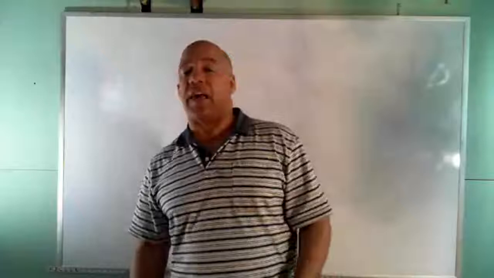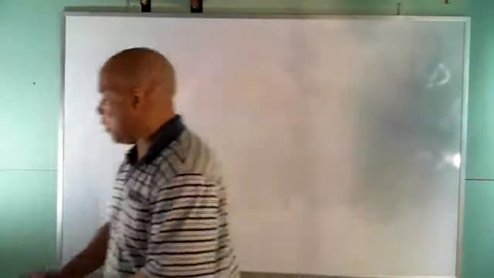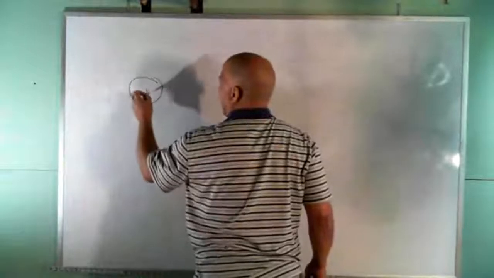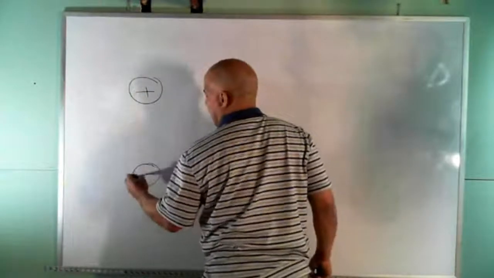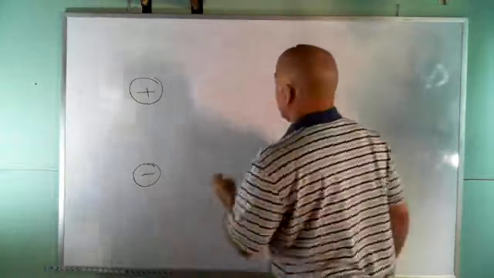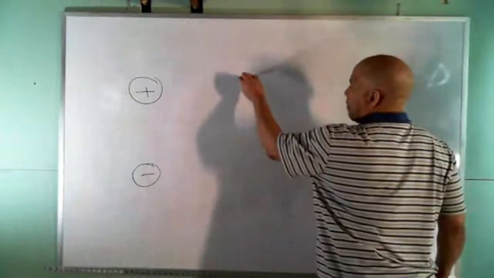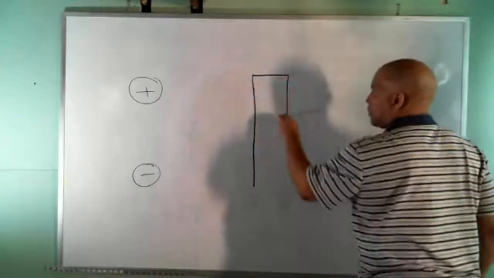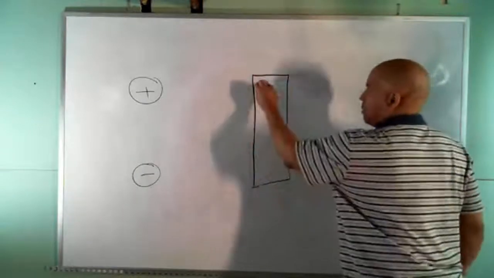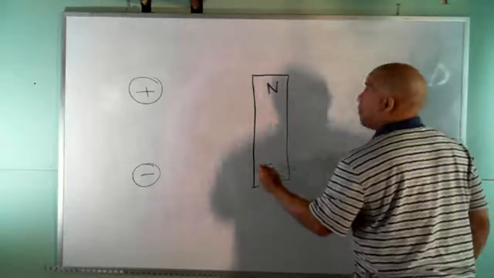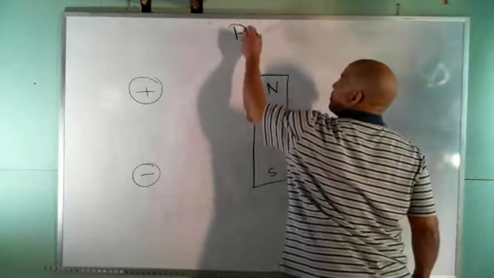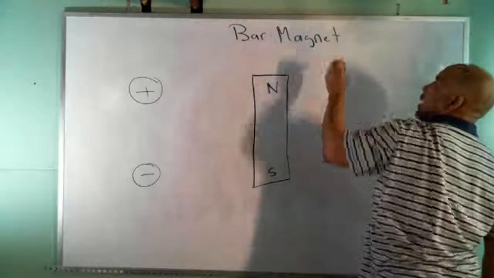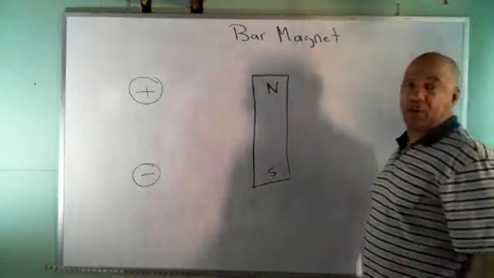And so on a magnet, we have poles. When I talked about charge, we have plus and minus polarity for charge. Well, with magnets, we don't have plus and minus. We have a north and south pole. So I'm going to draw this magnet with the north pole and the south pole, and this is just a simple bar magnet. That's a bar magnet. So I have a north and a south pole.